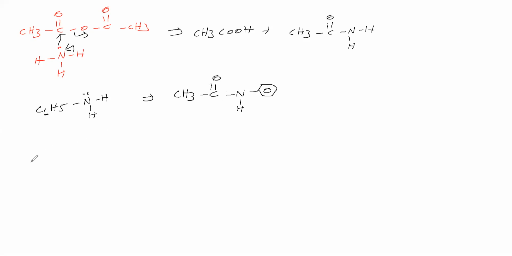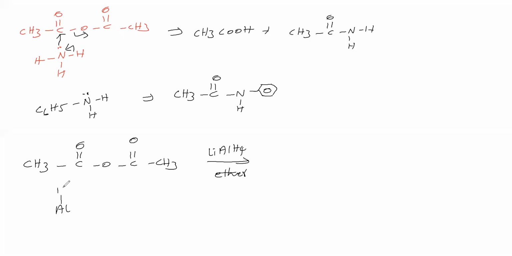Then acetic anhydride is taken for reduction. The reducing agent is lithium aluminum hydride, and the solvent is ether. What product we will get, we will see. Now the aluminum hydride, we will write as AlH4 minus.